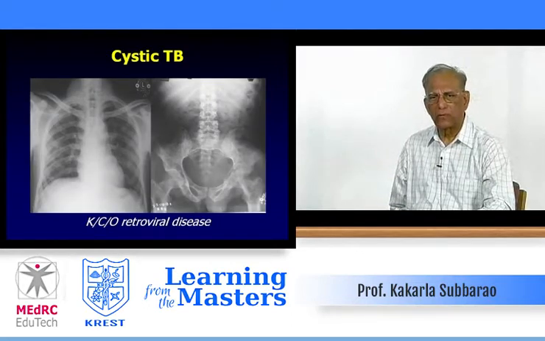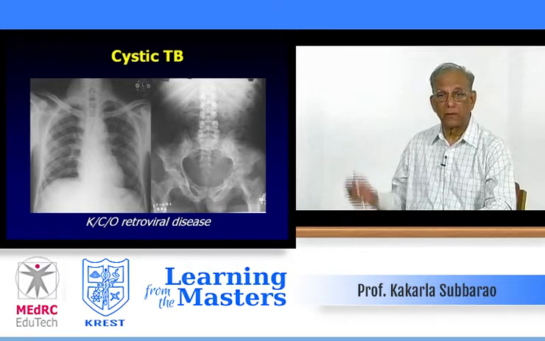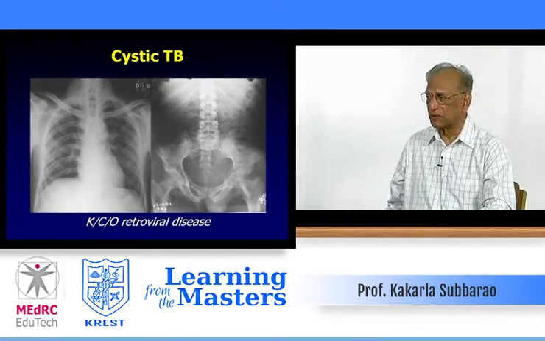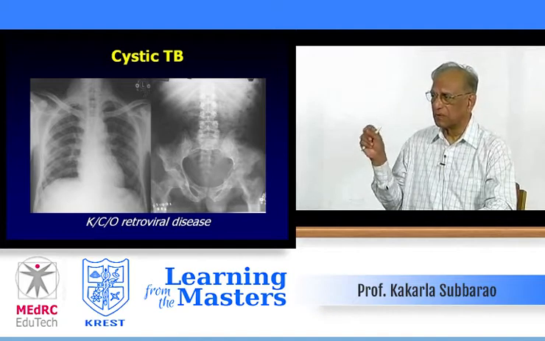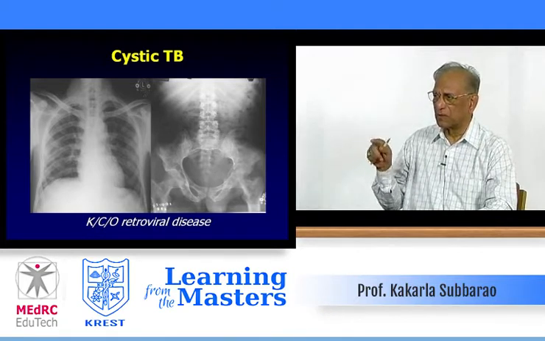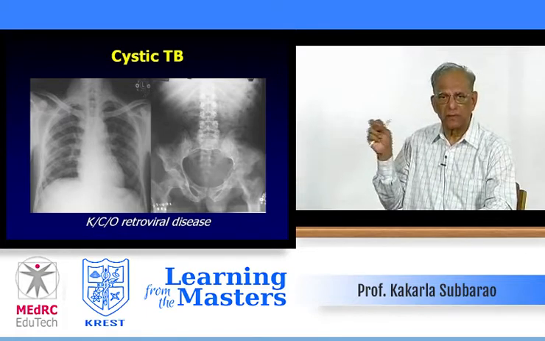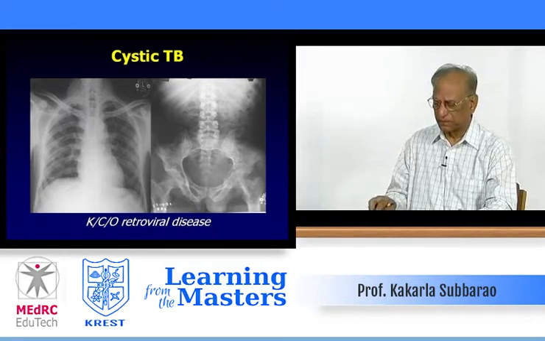There is one form of TB, cystic TB, although it is common in children, but occasionally you can get it in adults also. Multiple lytic, sometimes oval lytic areas in the bones. Particularly look at the right middle ribs, irregular lucencies with little periosteal reaction.